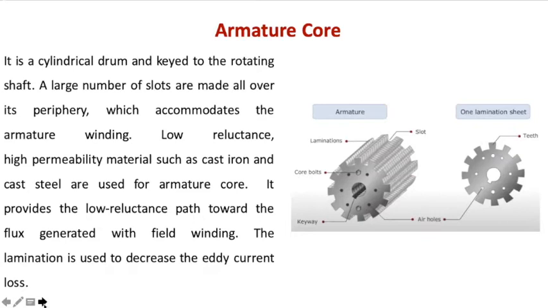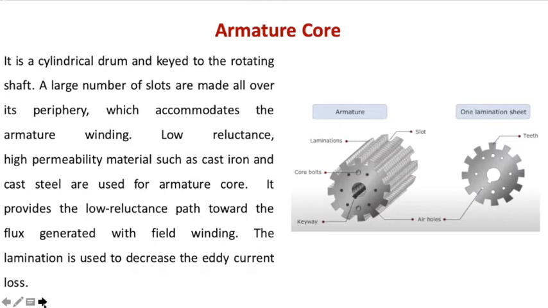Low reluctance, high permeability materials such as cast iron and cast steel are used for the armature core. It provides the low reluctance path for the flux generated by the field winding, and the laminations are used to decrease the eddy current loss, because in the armature we have AC voltages, and we know that the eddy current loss is proportional to the square of the frequency, and therefore the eddy current losses will be more. Hence, to reduce that, we use laminations for making the armature core.